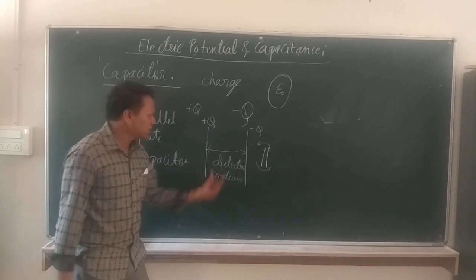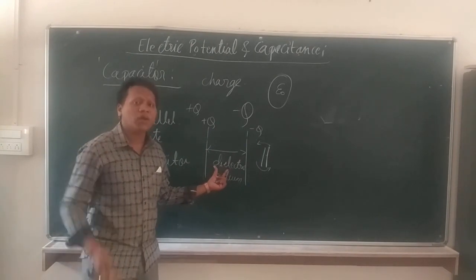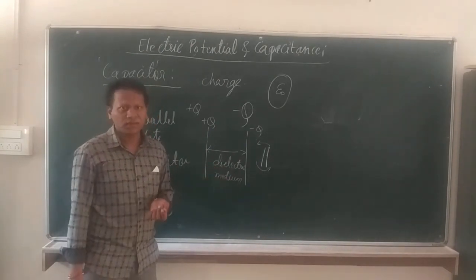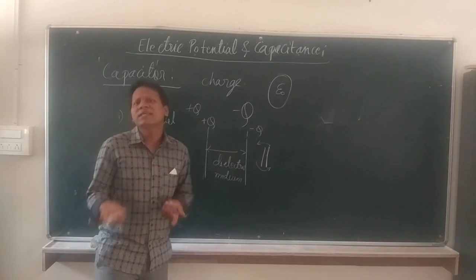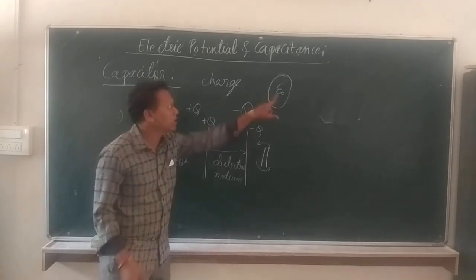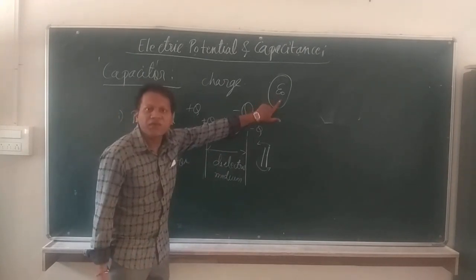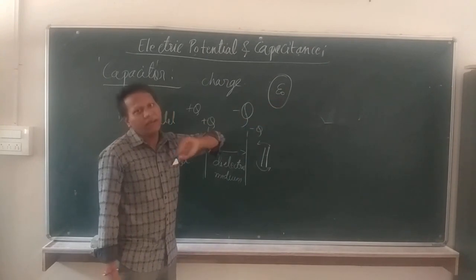You may ask me, sir, suppose we place a different kind of medium such as air, how about the charges? Charge segregation will be different. Why? Because each and every medium has a different absolute permittivity value.